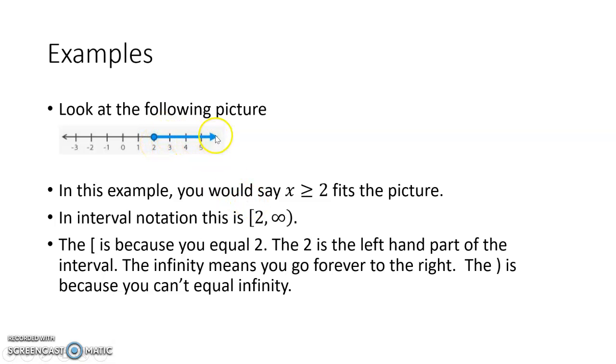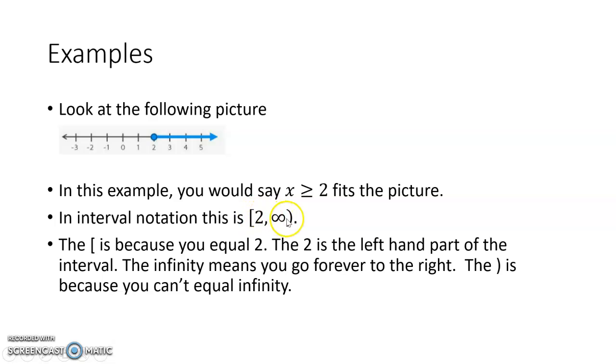Because it goes forever this way, the arrow is filled in, then we say infinity. That means, yes, you can only see the 5, but it goes 6, 7, 8, 10, 100, 1,000. It keeps going. And then we finish with a parenthesis. Parenthesis, remember, means you don't actually touch that boundary. You can't touch infinity, because no matter how far you go you can always go one more. Infinities are always going to get parentheses.